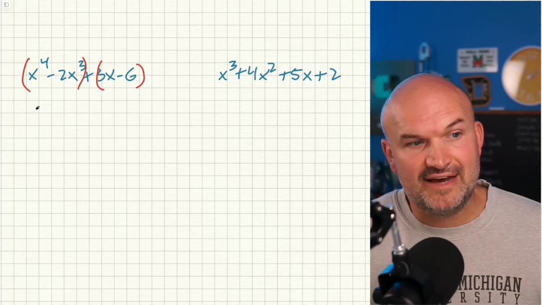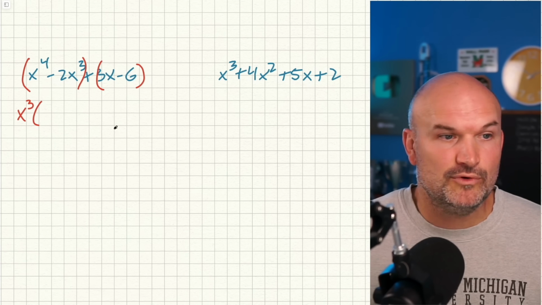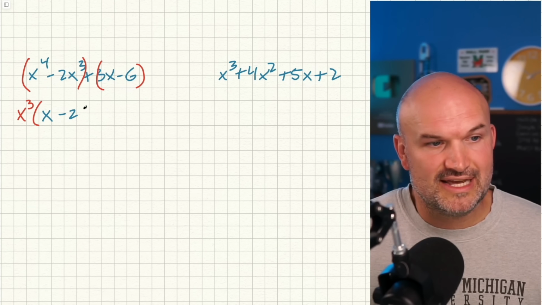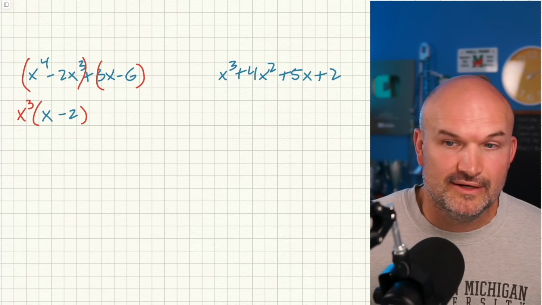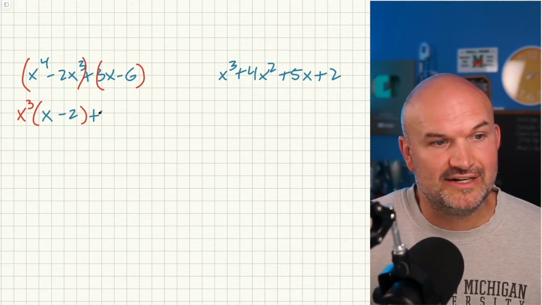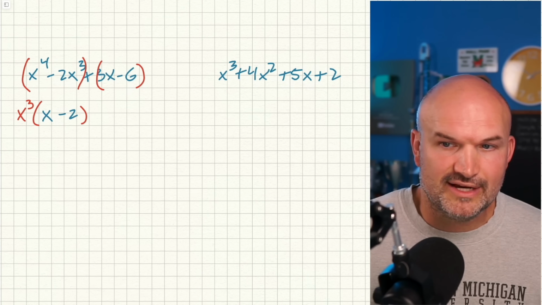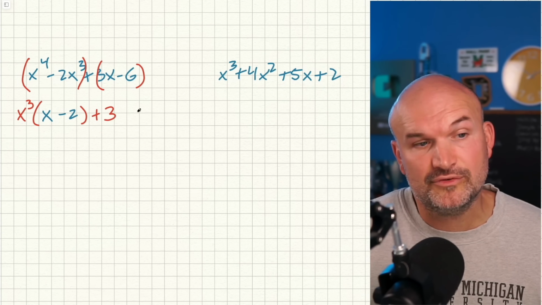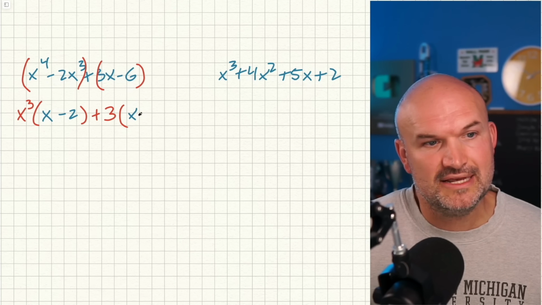Now what we're going to do is factor out the GCF of each group separately. Over here, I have a common factor of x cubed. When I factor that out, I'm left with x minus 2. Then I look at the second set, and I can see I have a common factor of 3. Let's rewrite that in red, I think that will work better. So I'm going to factor this out as a positive 3, and left inside the parentheses is x minus 2.